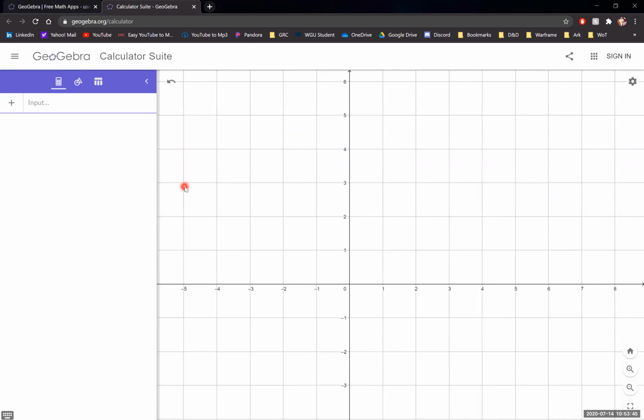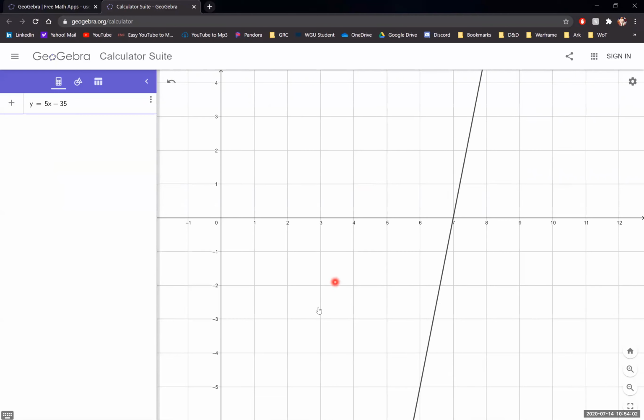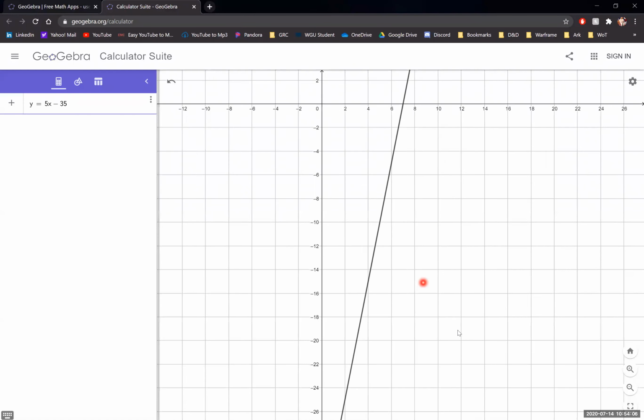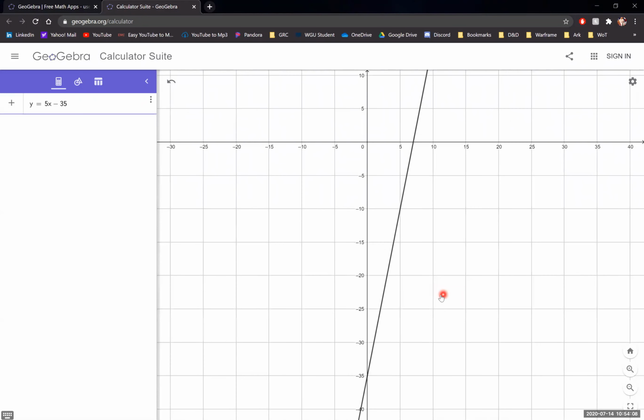So off to the side over here, we're going to plug in our first equation that we were given. And that equation was y equals 5x minus 35. So I'm just going to be plugging that in. y equals 5x minus 35. So now we see our graph showing up over here. I'm going to zoom us out a little bit and readjust this slightly.